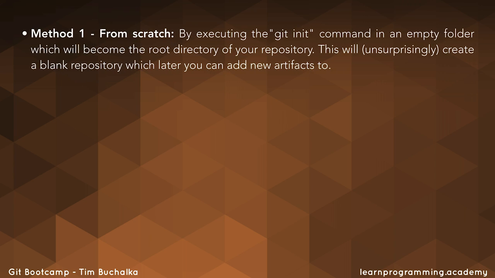So the first method, method 1, is from scratch. By executing the git init command in an empty folder, which will become the root folder of our repository, this will, very unsurprisingly, create a blank repository, which later on we can then use and add new artifacts to.